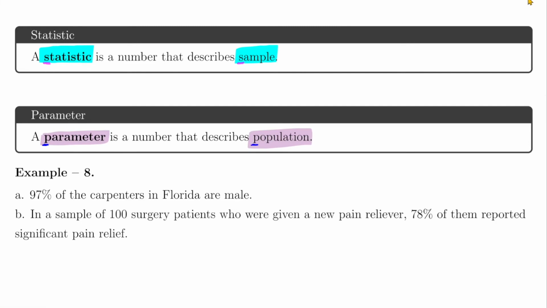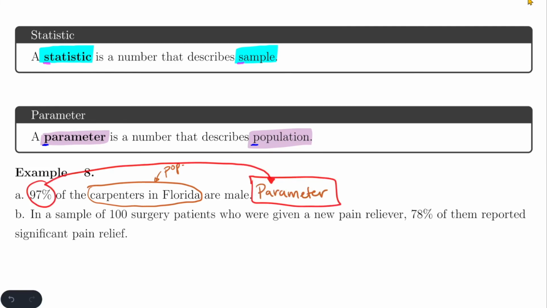So let's identify which of these two, A or B, are a statistic or a parameter. 97% of carpenters in Florida are male. Now here, all the carpenters in Florida are a population. So since this is information about the population, we know this is a parameter. So the 97%, which is a proportion, is the parameter. It's giving us a number that describes the population.